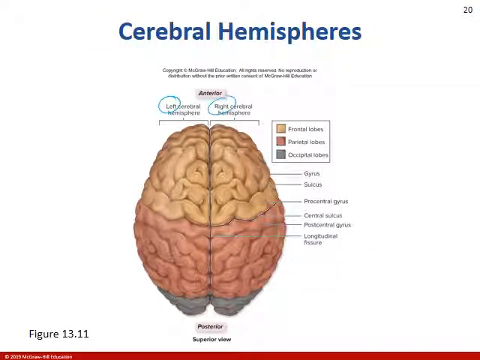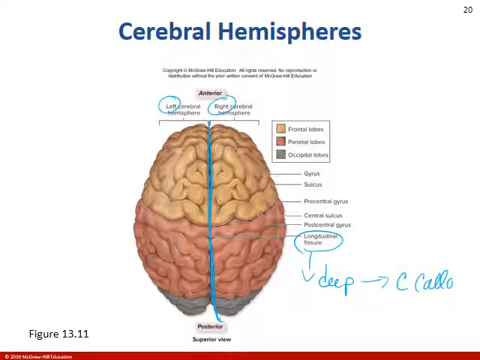Here we have left and right cerebral hemispheres, and they're divided by this longitudinal fissure. If I was to look deep into the longitudinal fissure, I would see the corpus callosum. That's the rubber band structure that keeps the two halves together. I'd also like to point out this sulcus. So we have a central sulcus, and it's basically a division line.